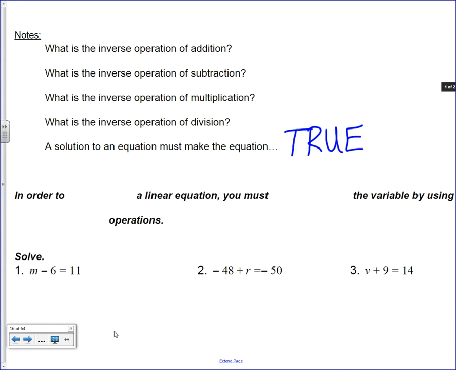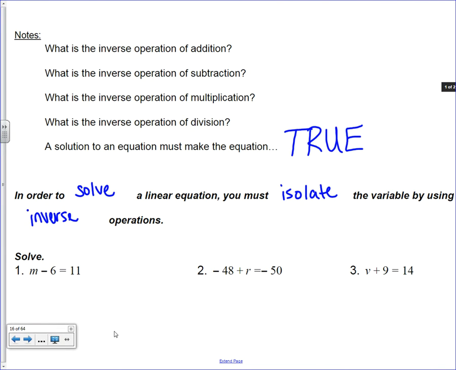Okay, so we're going to solve these things today, and I'm guessing that you've already done this. I hope I just need to clear up a couple things for you, but I'm pretty confident that you are going to be very good at what we're doing today. Okay, in order to solve a linear equation, you must isolate the variable by using inverse operations.